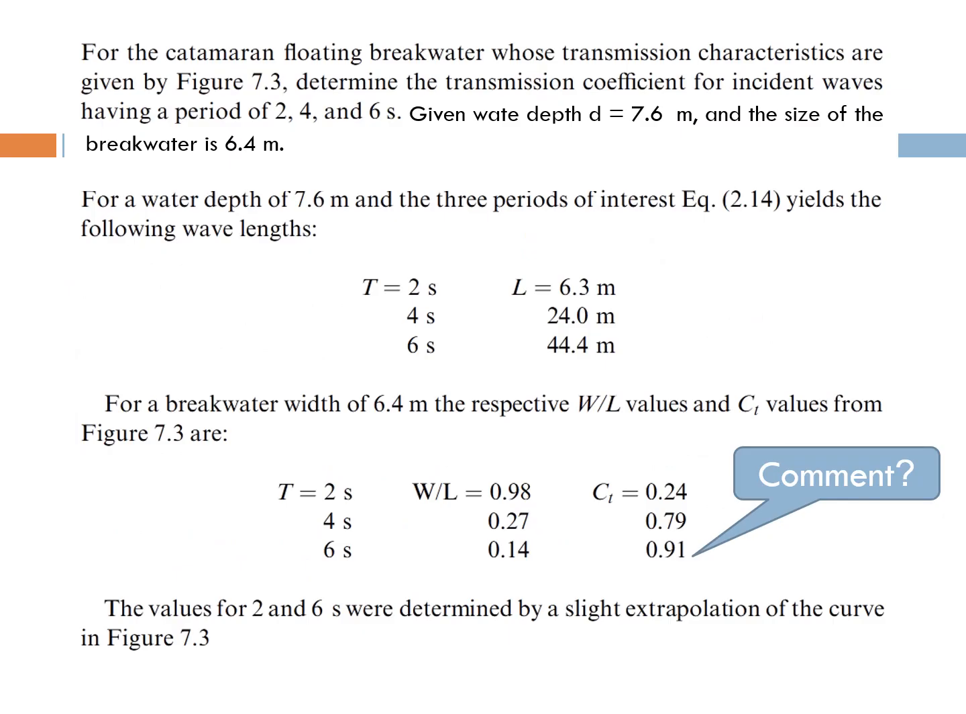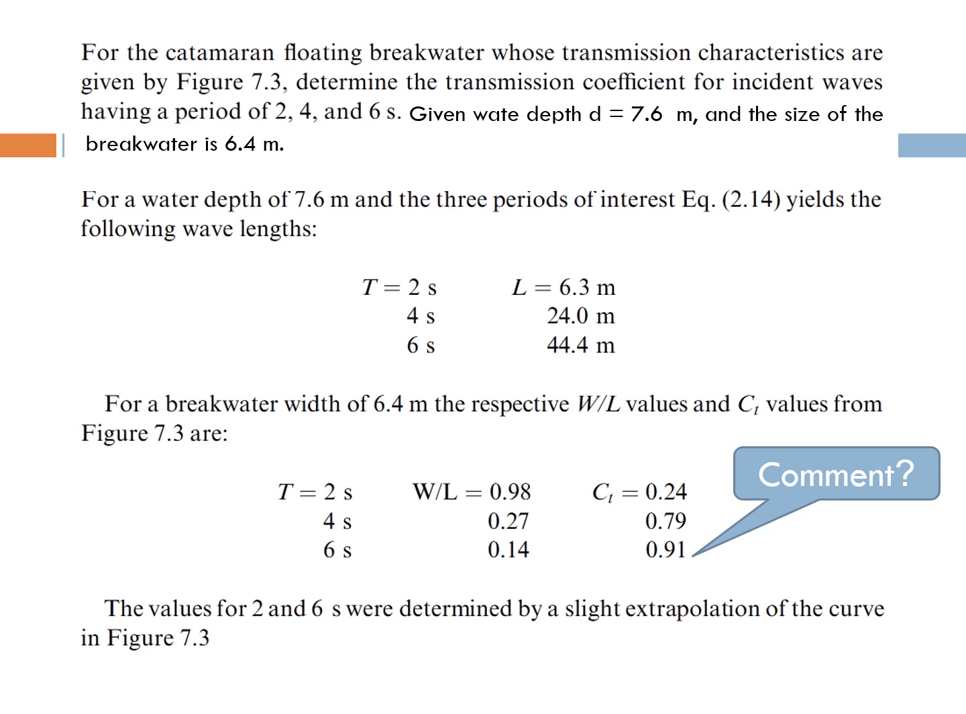Right now, let's look at this simple example. For the catamaran floating breakwater whose transmission characteristics are given on the previous slide, determine the transmission coefficient for incident waves having a period of 2, 4, and 6 seconds. Given the water depth where this breakwater is going to be deployed is 7.6 meter, and the size of the breakwater is 6.4 meter.